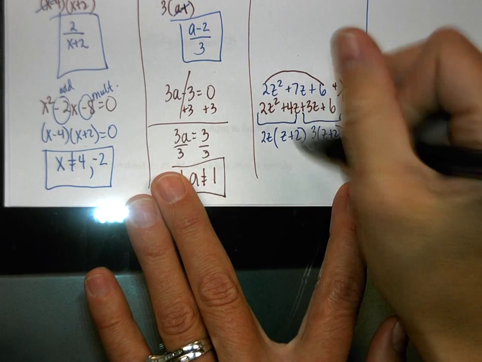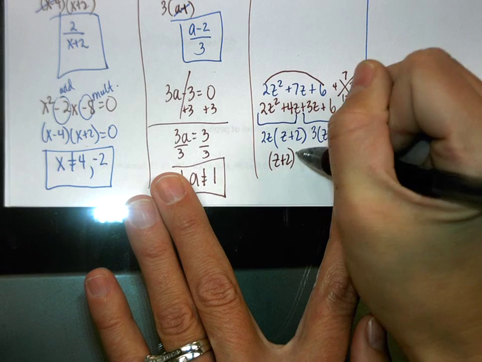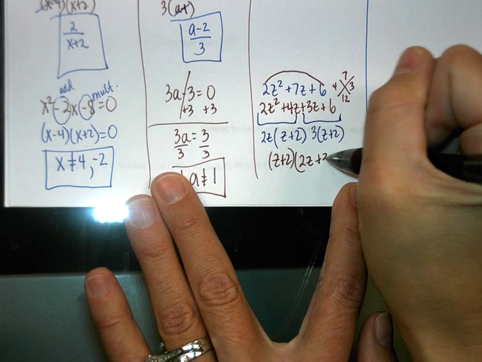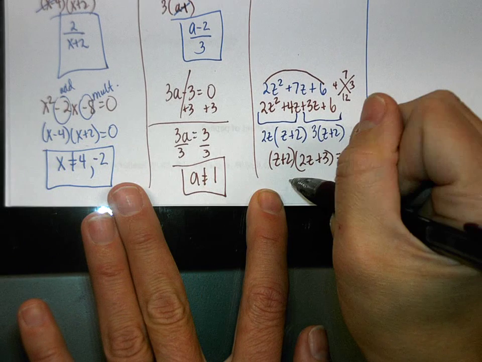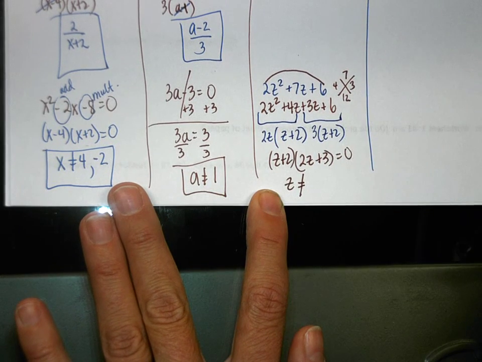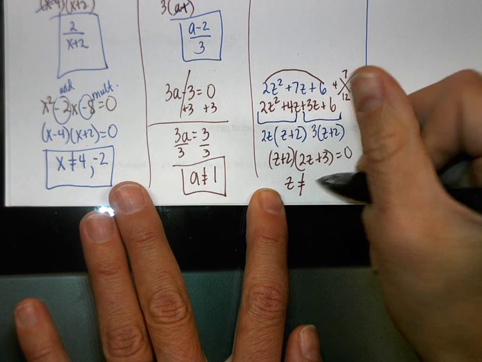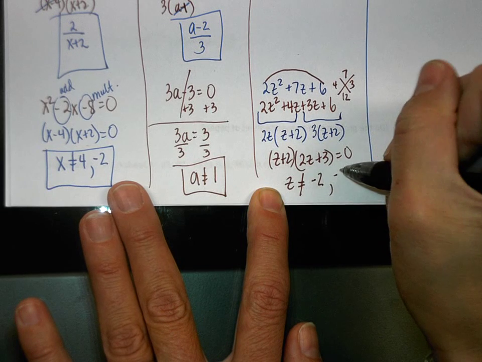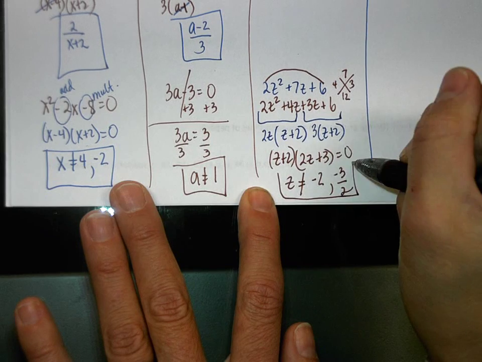Good. So your GCF is really the z plus 2. So one of your parentheses is z plus 2, and then your other parenthesis is whatever is left. And so that is 2z plus 3. And when we set those equal to 0, what can z not equal? So if you set z plus 2 equal to 0, z would equal what? Negative 2. And then when you put 2z plus 3 equal to 0, what does that make? Good. Negative 3 over 2, or negative 3 halves. Okay, so z cannot equal these two things.